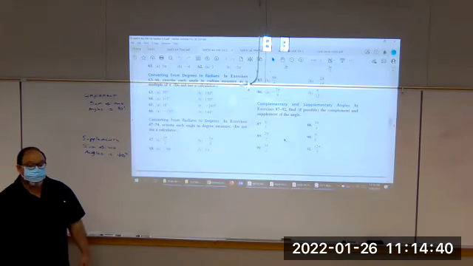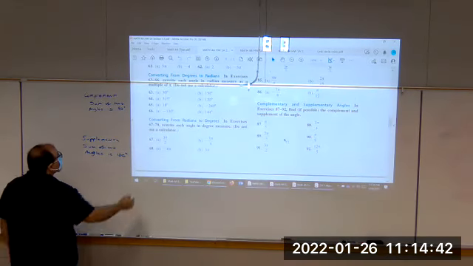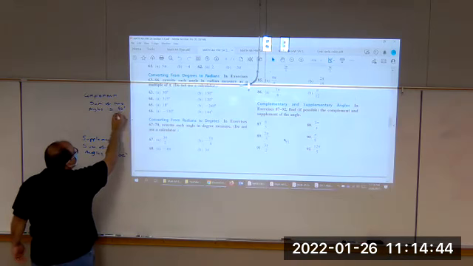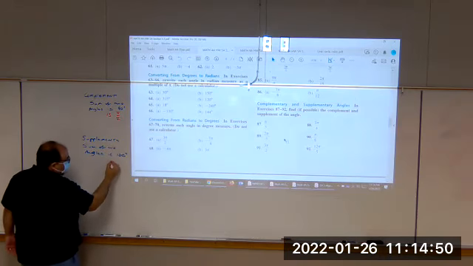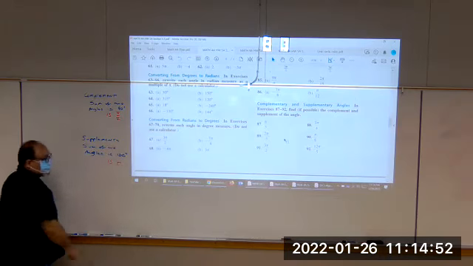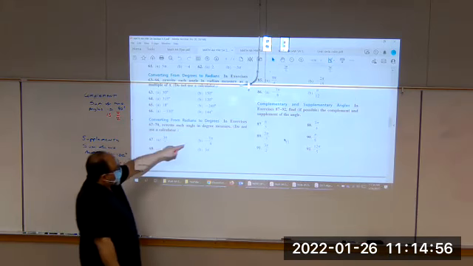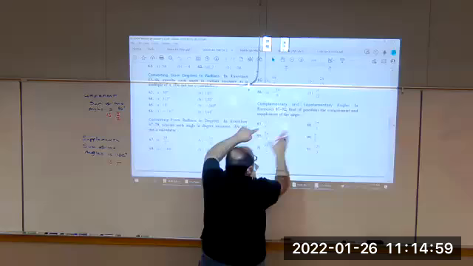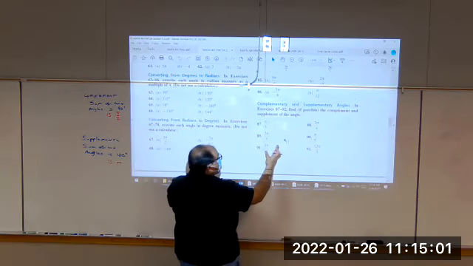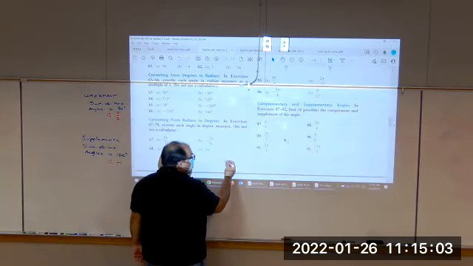Now, if we're in the land of radians, instead of 90, it's pi over 2. Instead of 180, it's pi radians. So pi over 3. And I know you could probably visualize that, especially since we made our unit circle.